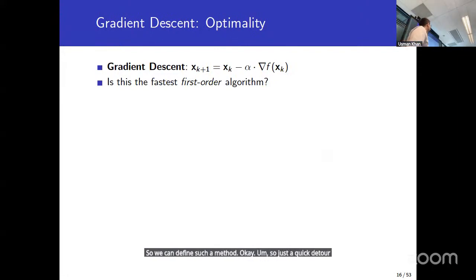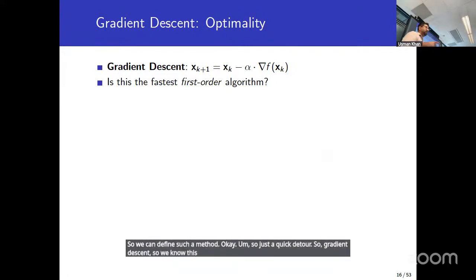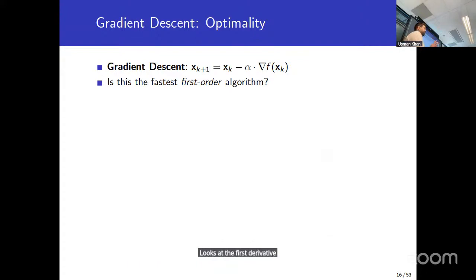So gradient descent. We know this is a first order method because it only looks at the first derivative, or gradient, of the loss function. Is this the fastest first order method? It's a question. Is it? It's not, right? Because you can speed it up by using momentum.